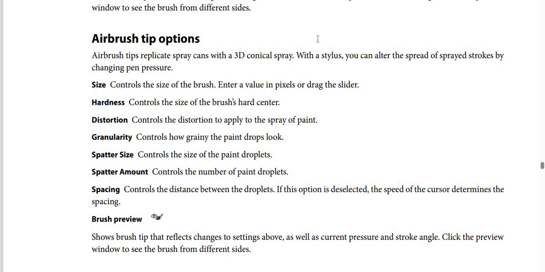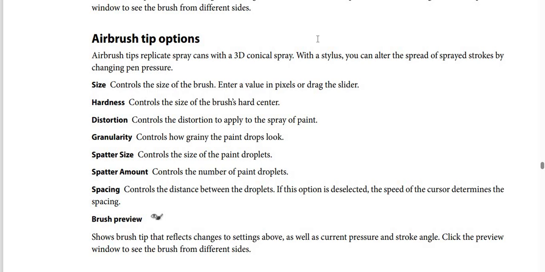And what's the meaning of granularity? Granularity is meaning controls how grainy the paint drops look. And what's the meaning of spatter size? It's meaning that controls the size of the paint droplets. And what's the meaning of spatter amount? Spatter amount is meaning controls the number of paint droplets.